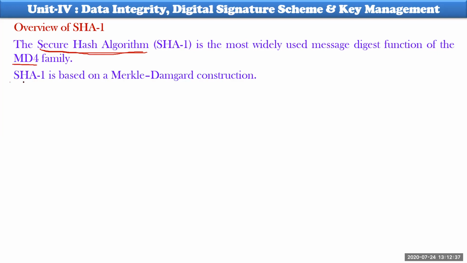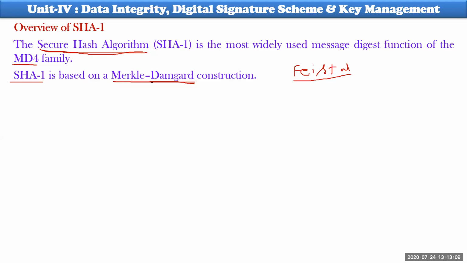SHA1 has been defined based on the Merkle-Damgard construction. Merkle-Damgard, in the sense, we have already learned in symmetric algorithms, we have learned something about Feistel. So the Feistel algorithm was already learned by us in symmetric cryptography. Similarly, almost the same kind of construction was made by Merkle-Damgard.